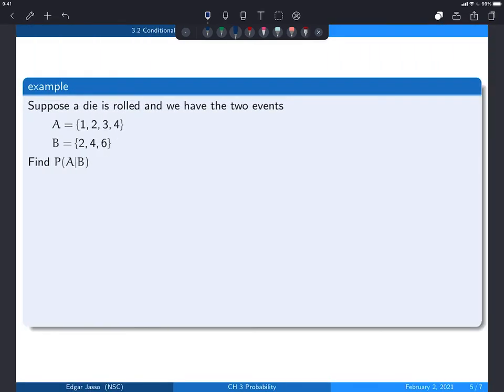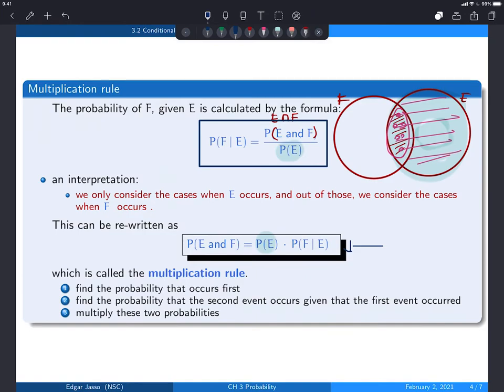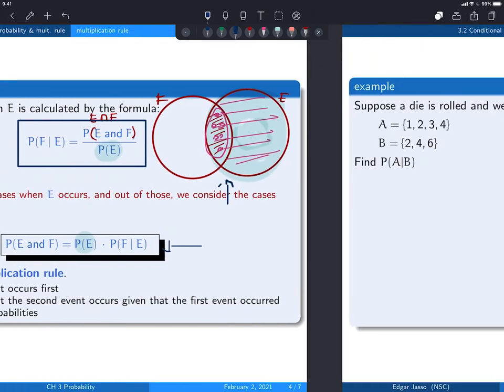Okay, let me do another silly example just to clarify these things and be sure we're getting it. Suppose you roll a die, and A is the event you get any number between 1 and 4. B is the event you get an even number: 2, 4, 6. Find the probability of A given that B happened. I'm going to make use of this picture here. I'm not going to use a formula, because in this case it's very simple.